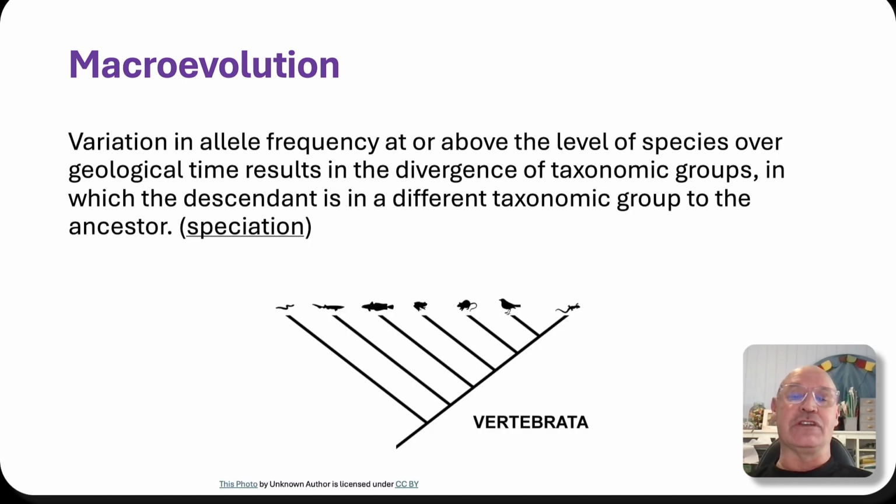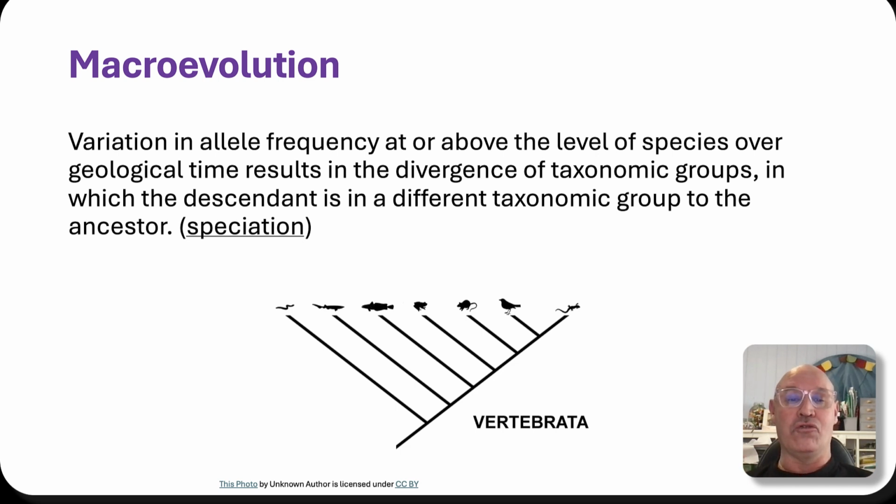So macroevolution is when we have change that is above the level of species. So in other words, speciation occurs. This is what the syllabus says the definition is. It's a variation in allele frequency at or above the level of species over geological time, so long periods of time, and results in the divergence of taxonomic groups in which the descendant is in a different taxonomic group to the ancestor. It's a bit of a mouthful there, but it basically means speciation. So we have such a change in the allele frequency that they are no longer the same species.